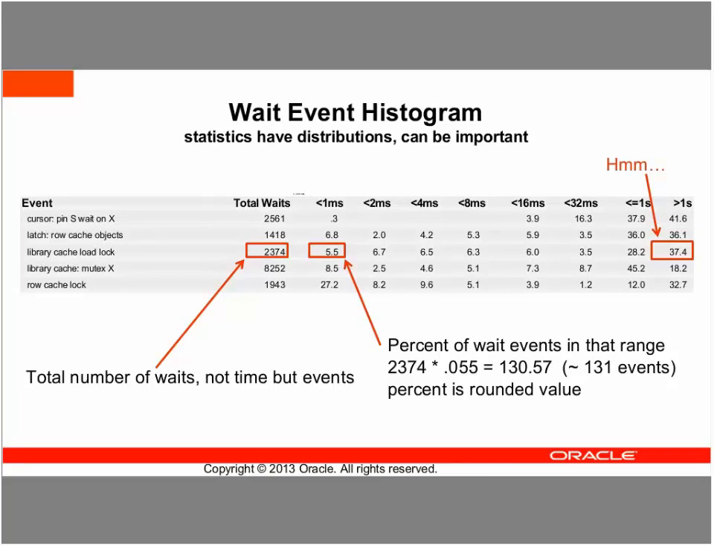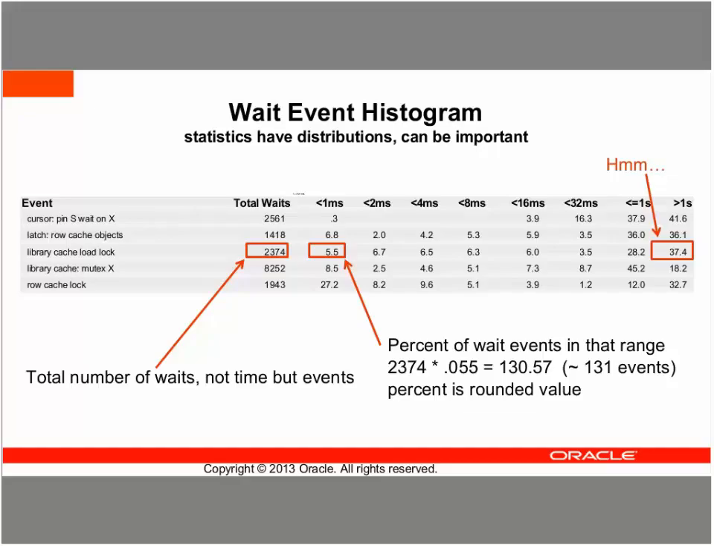So next up, we have this histogram, and it shows a breakdown by range of time for all of our events, and I've sliced out the particular events here so we can see our library cache load lock event. We show the number of waits, and then the buckets of under a millisecond, 2 milliseconds, 4, and we see these values doubling, so this is an exponentially increasing table. And then finally, those greater than 1 second. So we see that 5% and 6.7% are all operating fairly quickly, but we do see that 37% of the waits are greater than 1 second, so that's kind of interesting.